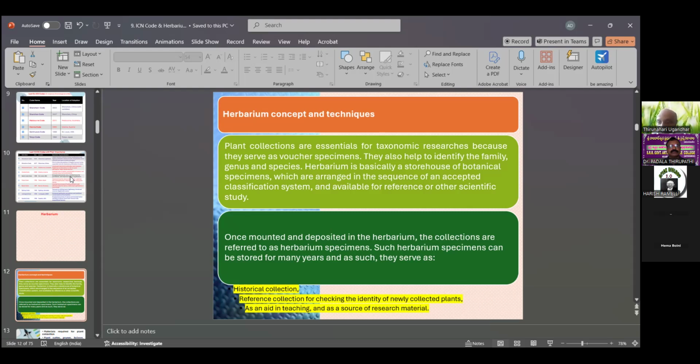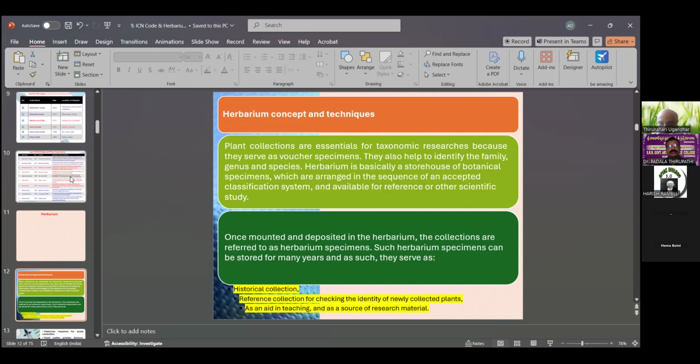and available for reference in other scientific studies. The herbarium specimens are stored in the laboratory of botany in the department of botany or degree colleges. Once mounted and deposited in the herbarium, the collections are referred to as herbarium specimens. Herbarium specimens can be stored for many years, and as such they are historical collections.